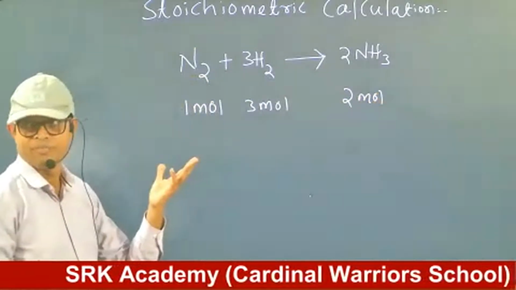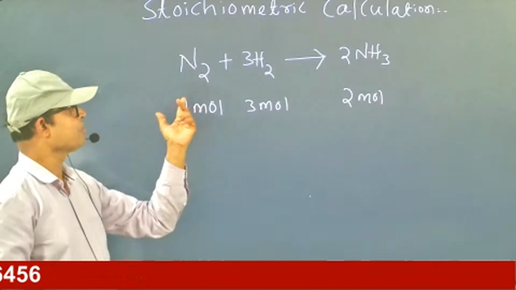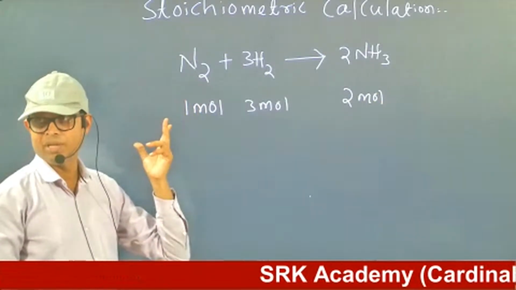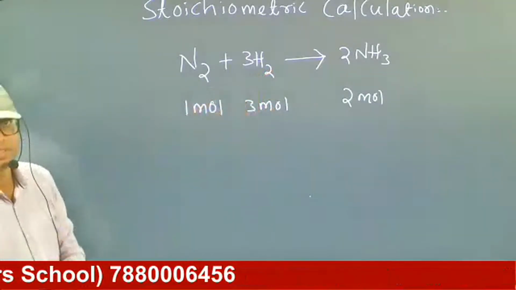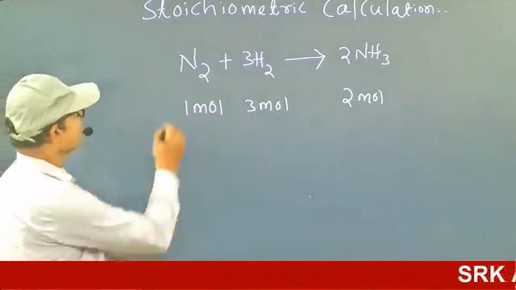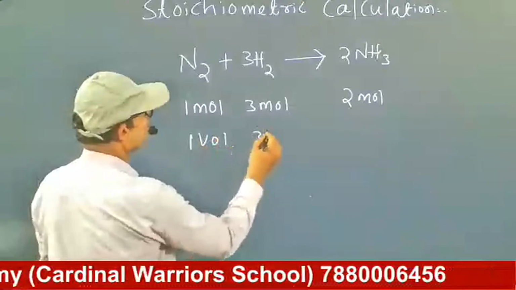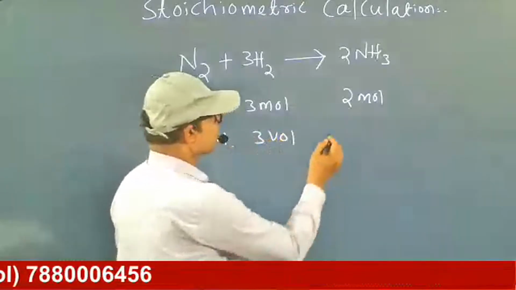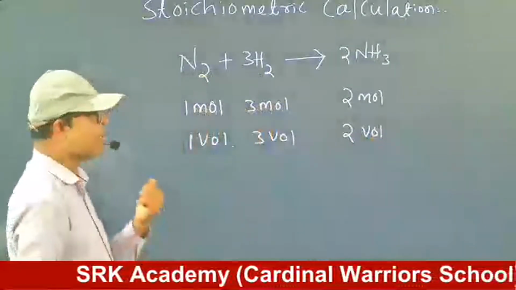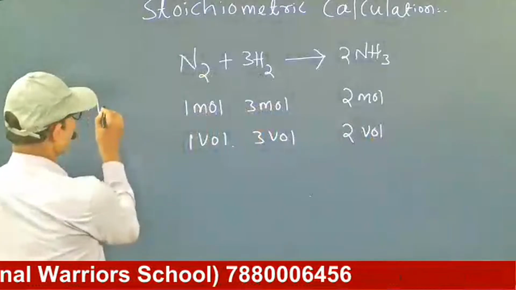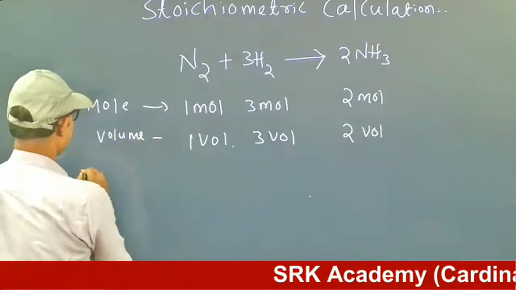So in terms of mole, I am expressing this equation in terms of mole, right? The reactant 1 mole of nitrogen combines with 3 moles of hydrogen to form 2 moles of ammonia. In terms of volume, what does it mean? 1 volume of nitrogen combines with 3 volumes of hydrogen. So we get 2 volumes of ammonia. And in terms of number of molecules.